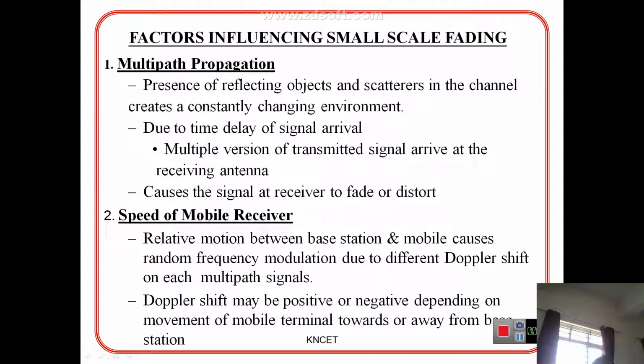Then the speed of the mobile receiver. What is the speed of the mobile receiver? It means increasing the receiver speed. The relative motion between the base station and the mobile causes random frequency modulation due to the different Doppler shifts on each of the multipath components. The Doppler shift may be positive or negative, depending on the movement of the mobile terminal towards or away from the base station.